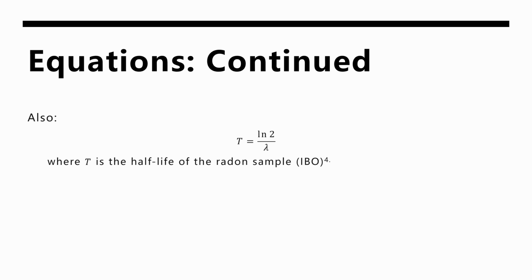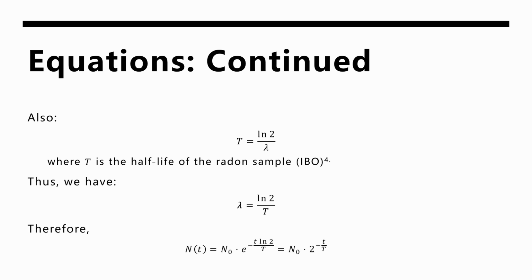Continuing the equations, we have T equals ln2 over lambda, where T is the half-life of the radon sample. Thus, we have lambda equals ln2 over T, and therefore Nt equals N0 times 2 to the power of negative t over T.